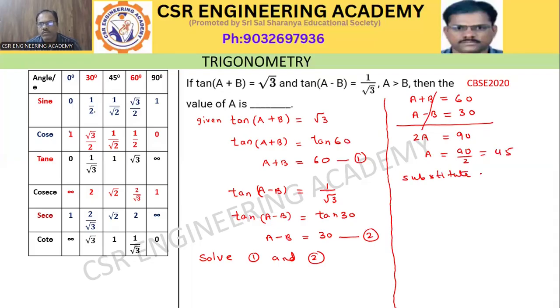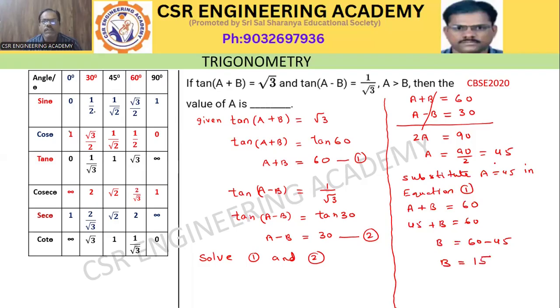Substitute A is equal to 45 in equation 1. That is, A plus B is equal to 60. 45 plus B is equal to 60. B is equal to 60 minus 45. B is equal to 60 minus 45, 15.